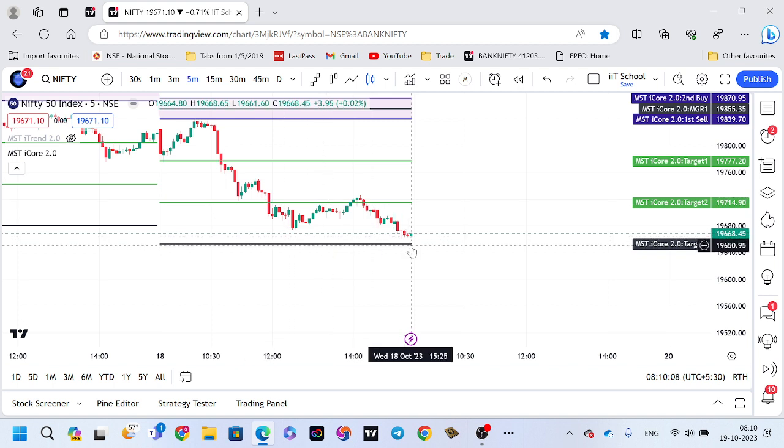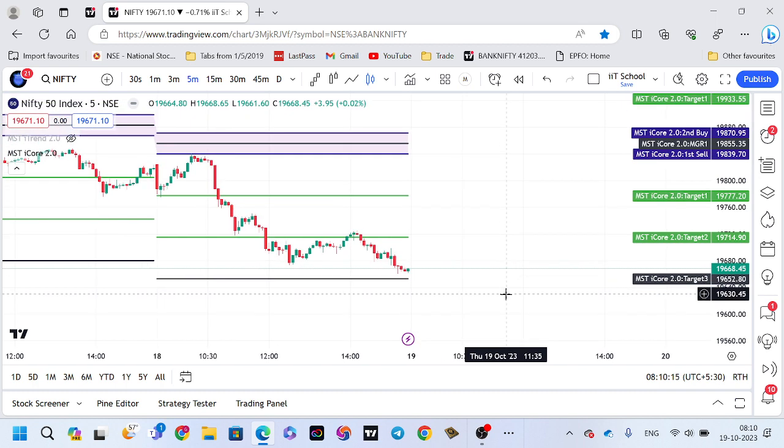Now see, almost 3 targets have been hit. The market has closed. Our stop loss is still safe. All our targets exactly hit. So this is how our indicator is working.